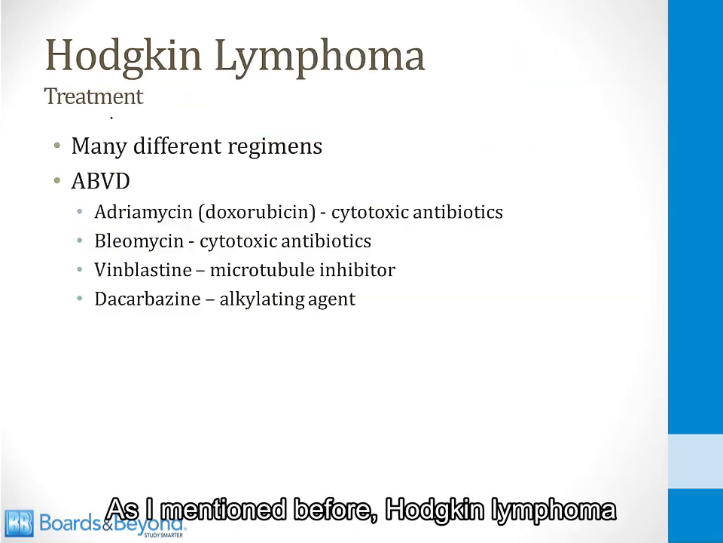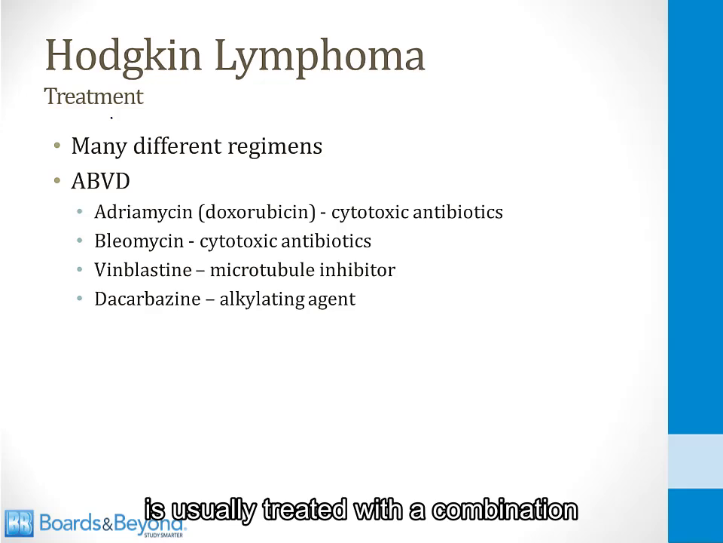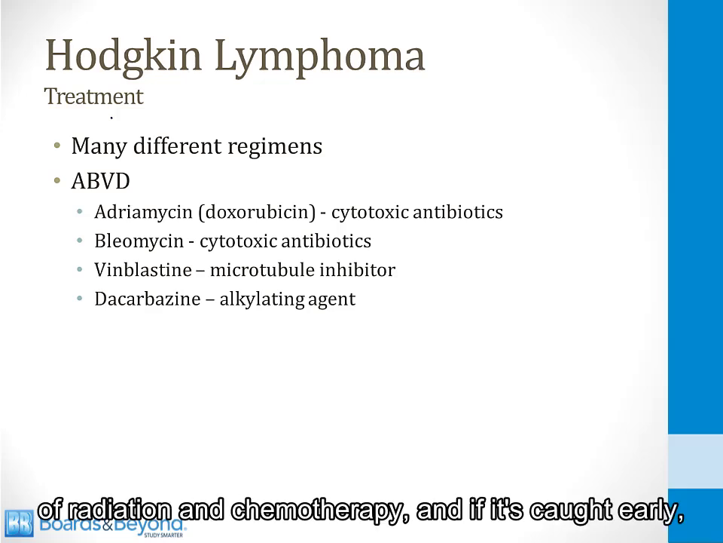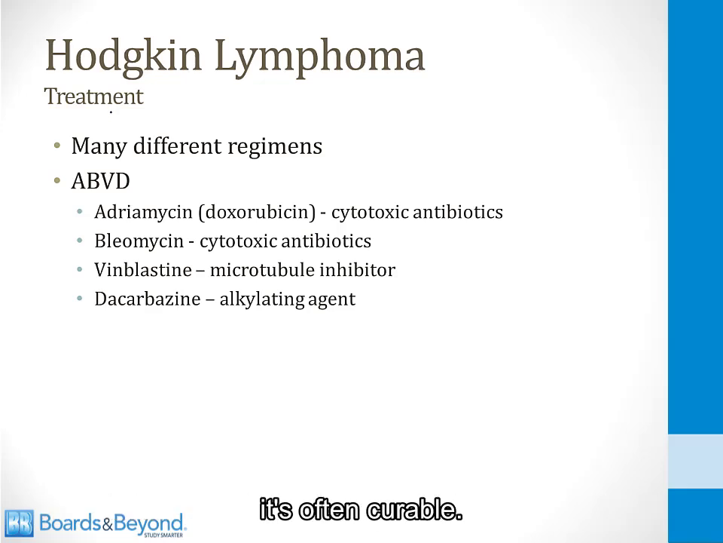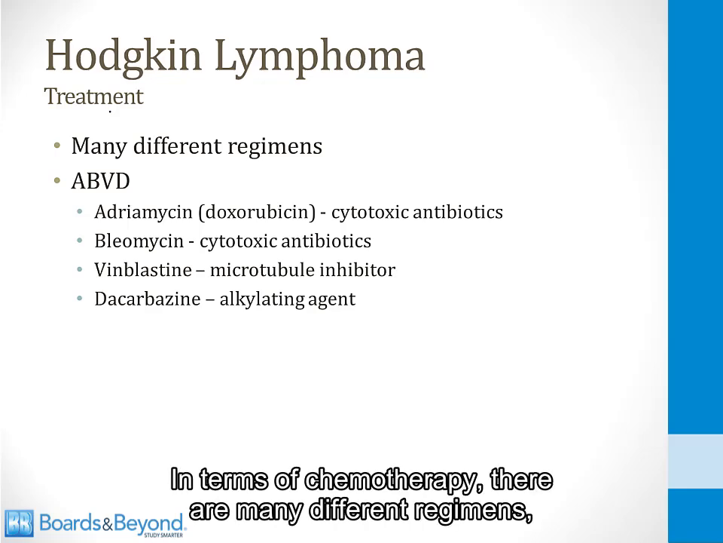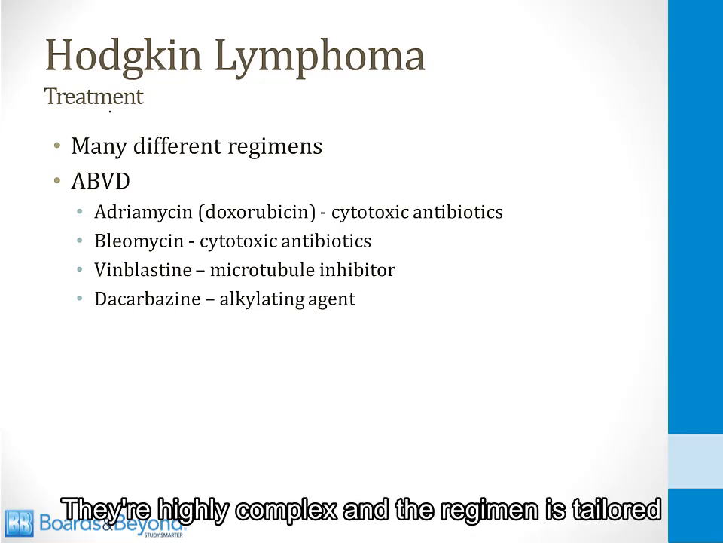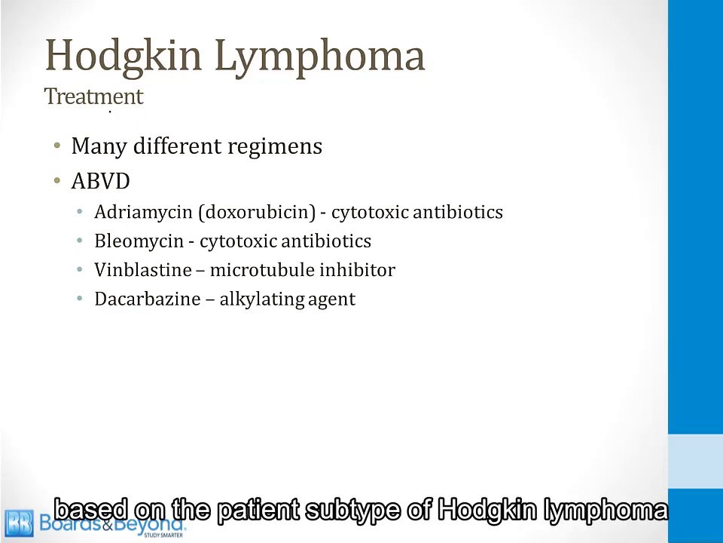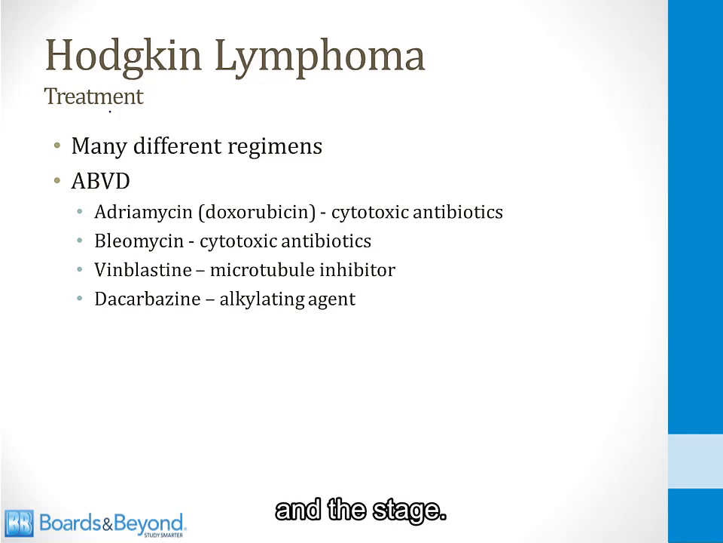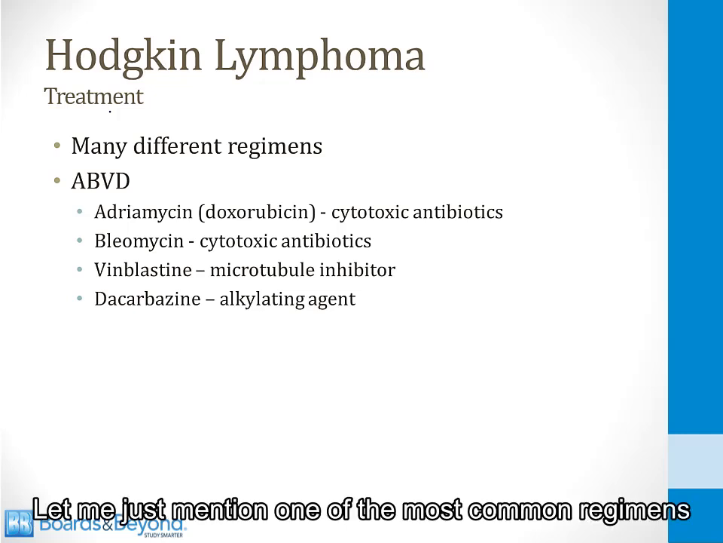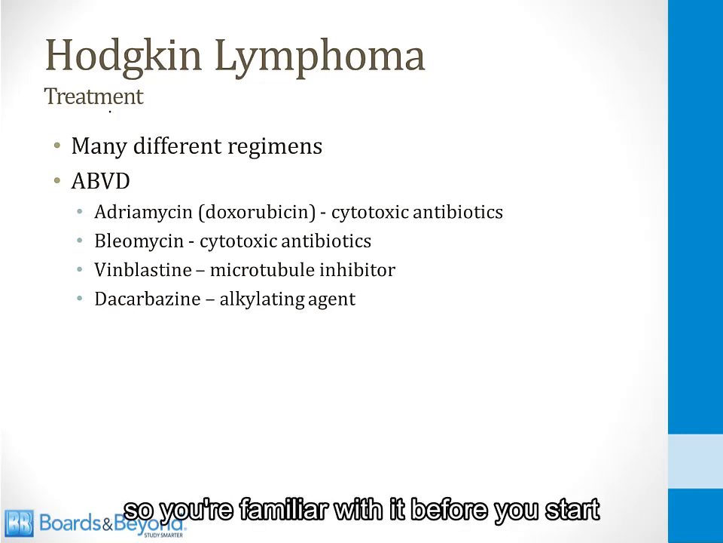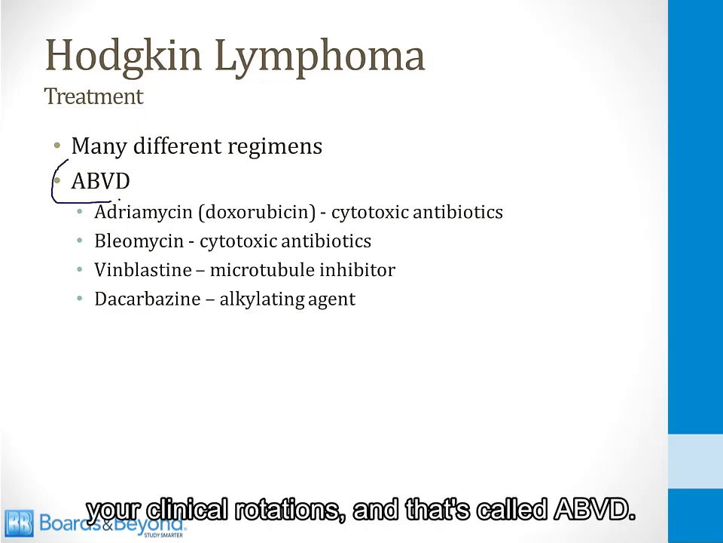As I mentioned before, Hodgkin lymphoma is usually treated with a combination of radiation and chemotherapy, and if it's caught early, it's often curable. In terms of chemotherapy, there are many different regimens, and I don't recommend you try to learn these for Step 1. They're highly complex, and the regimen is tailored based on the patient's subtype of Hodgkin lymphoma and the stage. Let me just mention one of the most common regimens so you're familiar with it before you start your clinical rotations, and that's called ABVD.